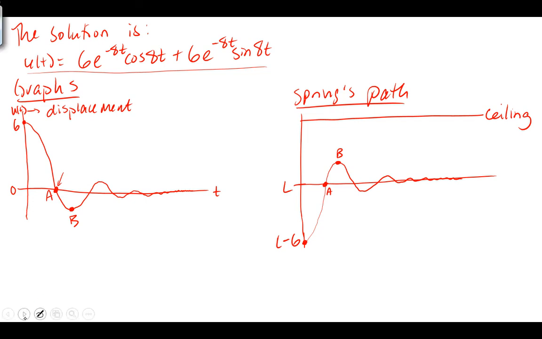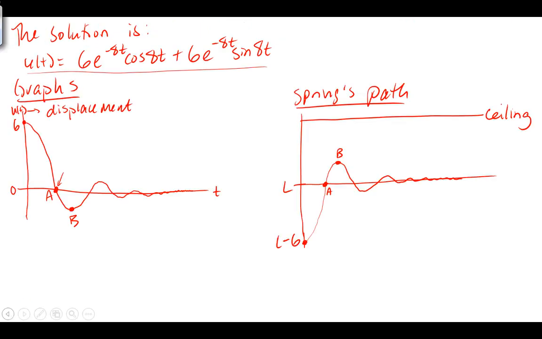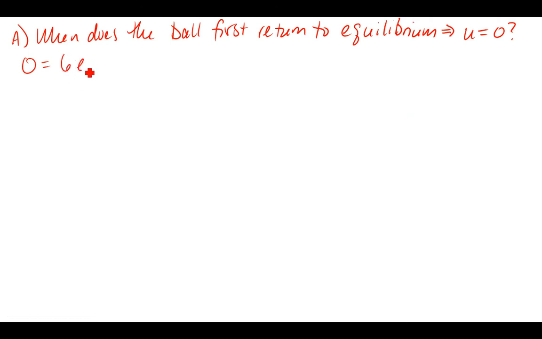Oh, that sounds like an algebra question. So when does it come back to equilibrium? Of course, we know this is synonymous with asking, when is u equal to 0? Well, u is my whole equation here. Let me grab it. So 6 e to the negative 8t cos 8t, and 6 e to the negative 8t sin 8t. Okay, so this is a when question. So when is it first back to equilibrium? It's at whatever t makes this work.